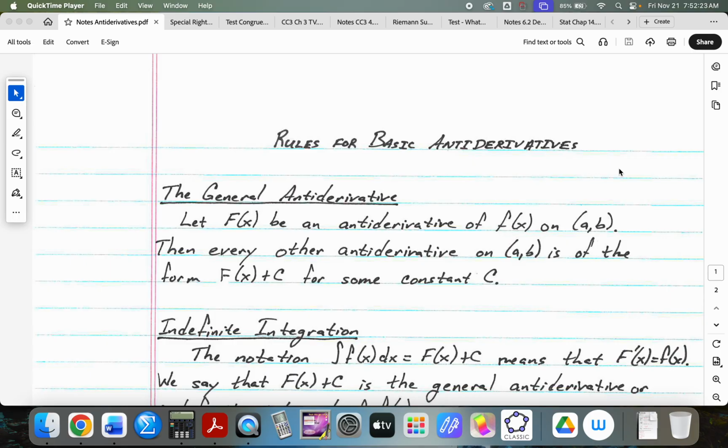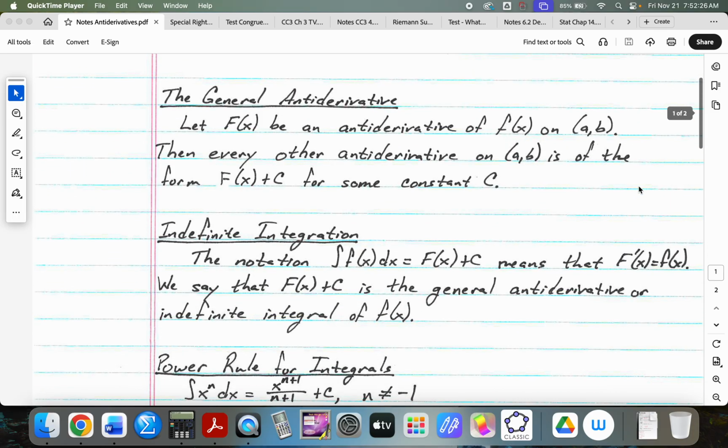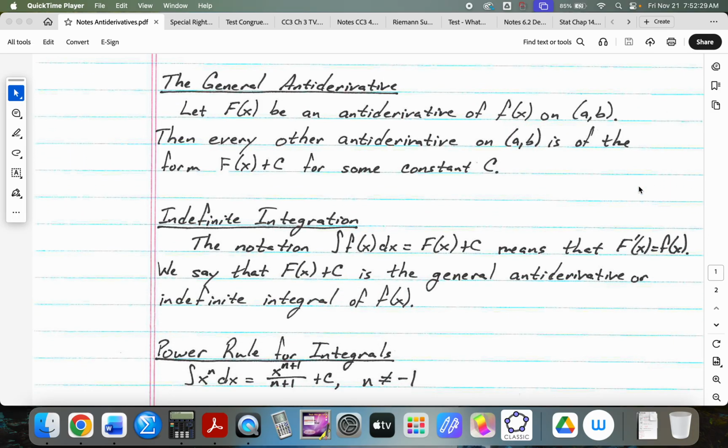Then what? So first of all, the general antiderivative, which says if capital F of x is an antiderivative of f of x on an open interval from a to b, doesn't matter about the endpoints, then every other antiderivative on that open interval from a to b is of the form capital F of x plus c for some constant c. Because if you add on a constant to capital F of x and then take its derivative, what happens to the plus c? It's zero. So that's why that's true.